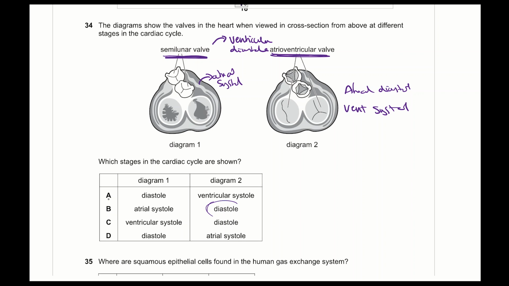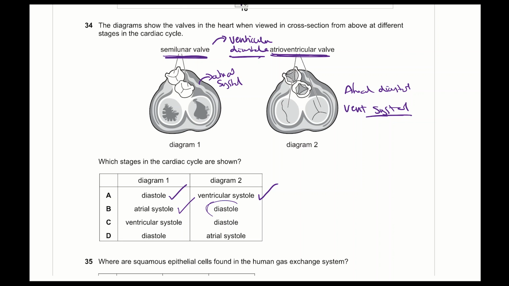So, for A, diagram 1 shows diastole, which is correct. We said that diastole is always referred to, so if it did not specify, we always refer to the ventricle, so this is correct. And for diagram 2, we said that in ventricular systole, the atrioventricular valve would be closed. So for B, atrial systole, this could also be correct. We said it could be both.